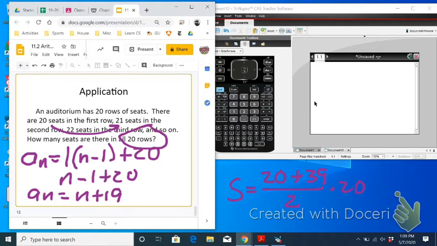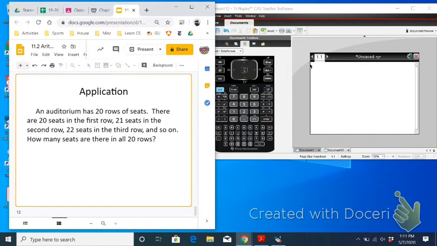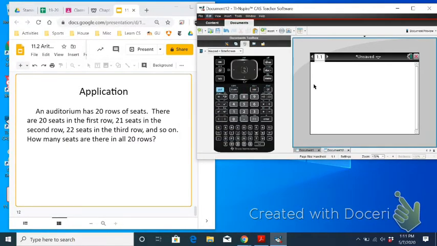So on the calculator we could do it two ways. We can use that formula directly like we just did, or we could use summation notation, which I'll show you. So we get the sigma notation. So if n represents the number, like each row number, so first row is 1, second row is 2, and we're going to do the first 20 rows, then we just put that nth term formula that expresses the number of seats in each row, and we get 590, which would be the total number of seats in the auditorium.